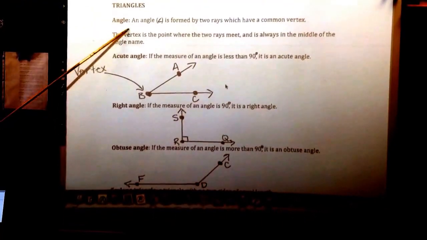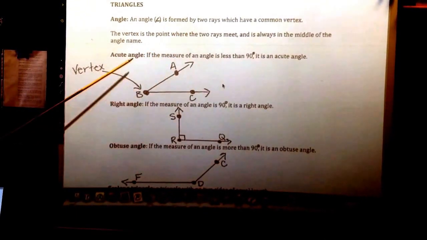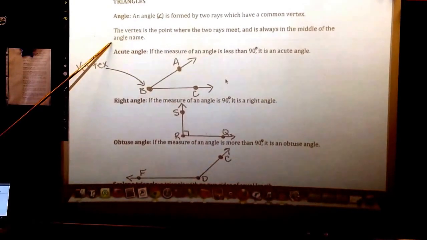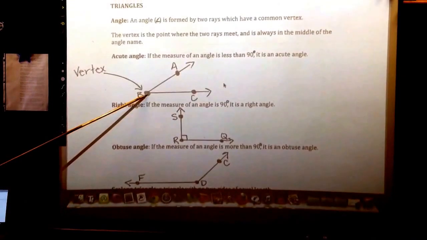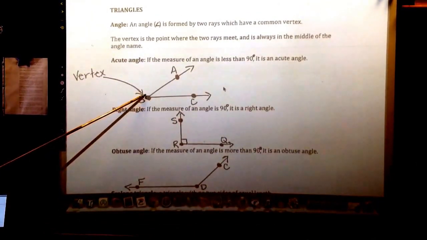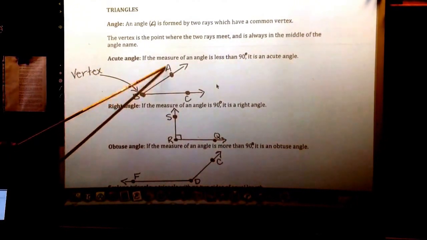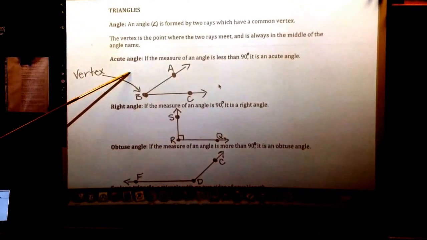Triangles. An angle is formed by two rays which have a common vertex. The vertex is the point where the two rays meet and is always in the middle of the angle name. For example, in this acute angle, point B would be the vertex because it's in the middle of the angle name. This is an example of an acute angle.